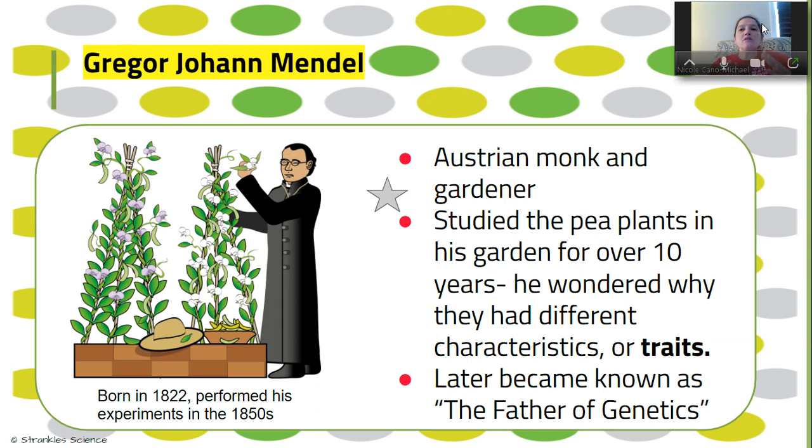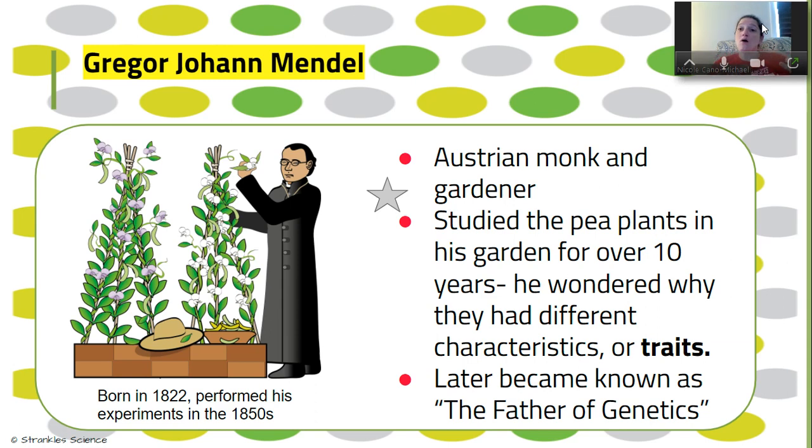What he was looking at were their different characteristics. And he wondered why they had these different traits. That is the key to a good scientist. They're always asking why. And each good why leads to another why, which is kind of interesting. Again, these characteristics or traits were the things that he was able to distinguish in his plants.